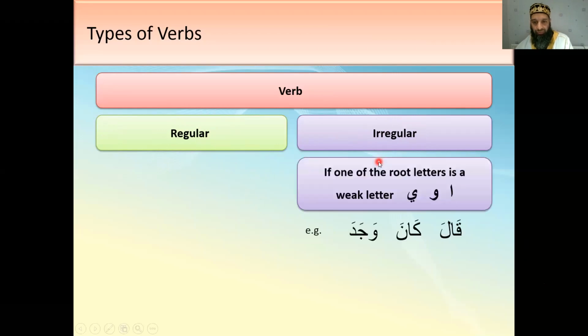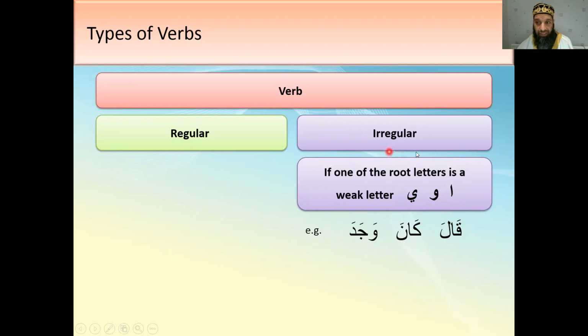What is an irregular verb? We need to define these verbs. What is irregular? What is regular? An irregular verb or weak verb is a verb in whose root word there is either an alif, a waw, or a ya. Here is a root word, qala. This qala is a weak verb because it has a weak letter inside it, an alif. Kana has an alif there, so it becomes a weak verb. Wajada has a waw in there, so it becomes a weak verb.